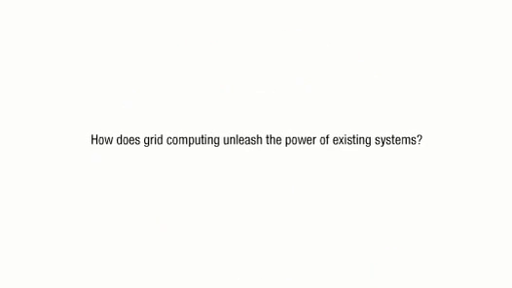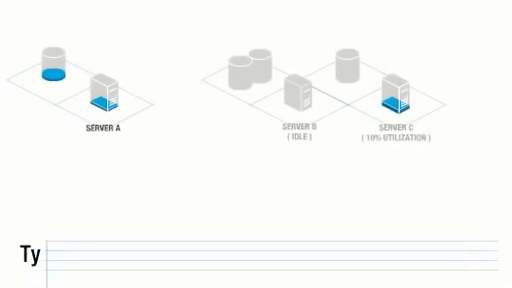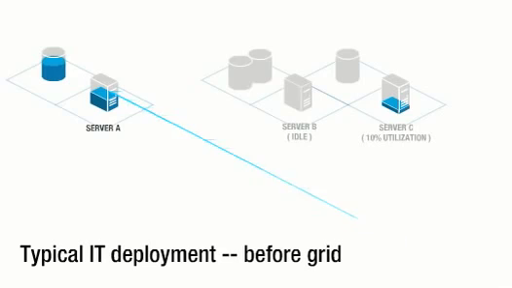How does grid computing unleash the power of existing systems? The typical IT deployment. Before grid. A powerful application runs on a designated server. During peak cycles, that server can get overworked and the application can slow, wait, even stall.